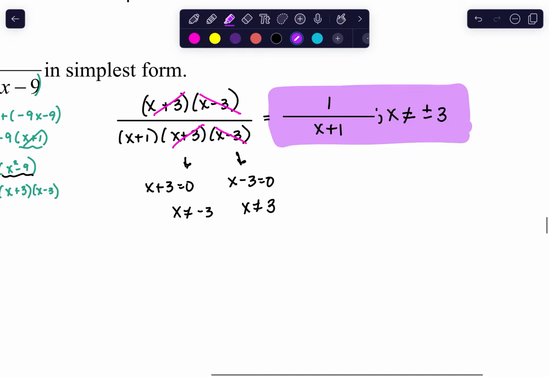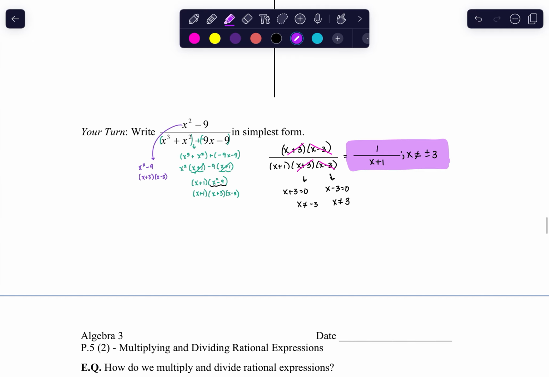So again, hopefully this makes sense. The biggest takeaways from today: can't divide by 0, so remember that domain restriction and factor as much as you can, okay?